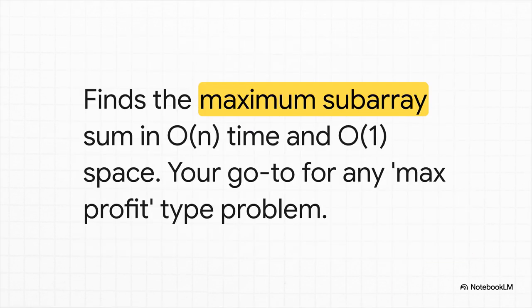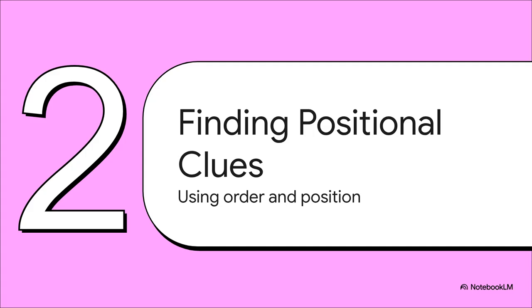That one simple energy meter rule is all it takes for Kadane's algorithm to find the absolute maximum sum of any contiguous subarray. And it does it in a single pass, using basically no extra memory. So from now on, if you see a problem that mentions max profit or max sum, your brain should just scream Kadane's. All right, let's switch gears a little.